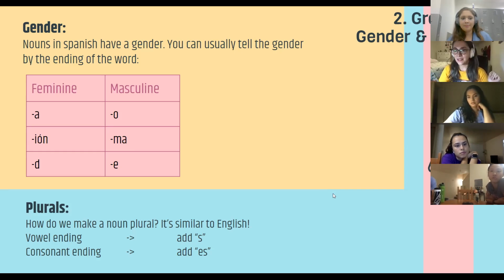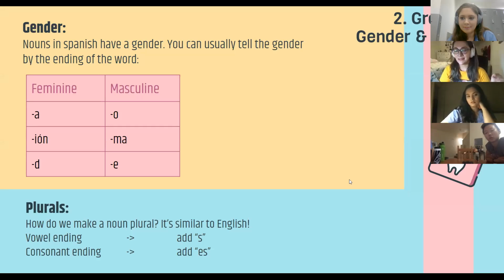Or for example, tooth. Tooth is diente. Here you can see it ends with an E, so it's in the masculine area. So it would be el diente. And here, another reminder that if you want to turn it into its plural form, you would just add an S. So the tooth, el diente, los dientes, like the teeth.